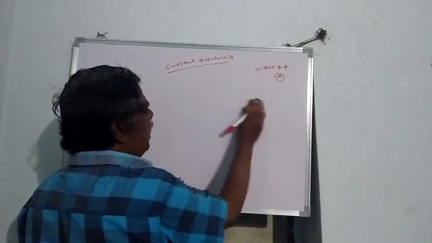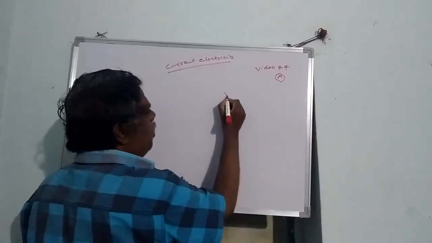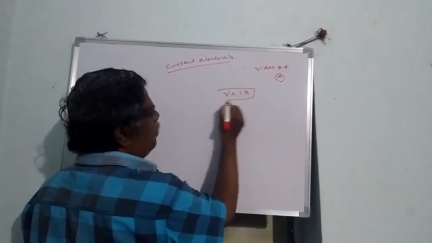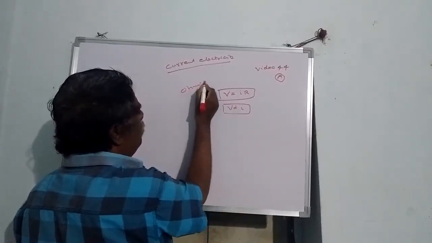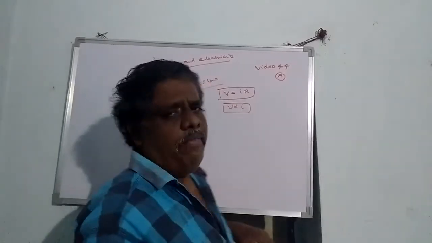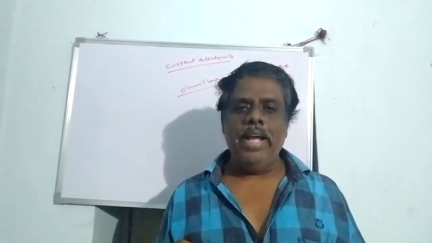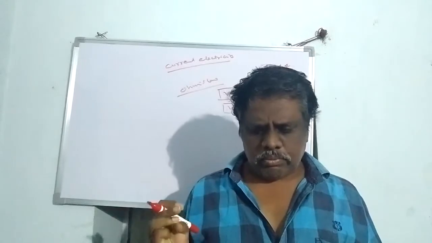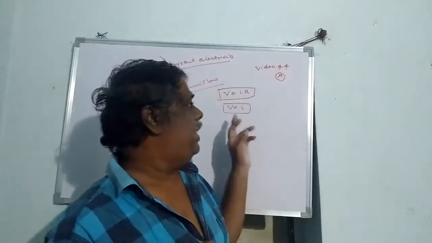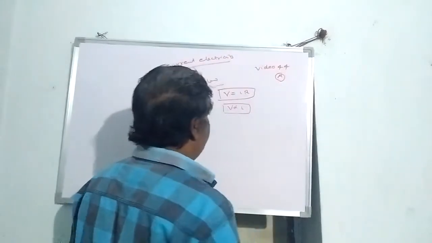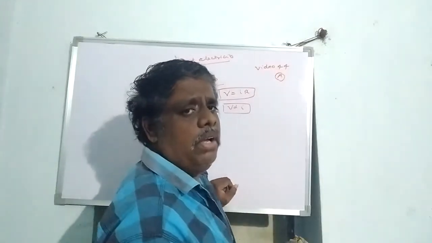From this, we can now derive the relation for the next topic, VIR. V is equal to IR, or V is directly proportional to I. This is from Ohm's law. How can you define Ohm's law and how can you experimentally verify it? Ohm's law says that at constant temperature, voltage and current are directly proportional. That means if current increases, voltage also increases, but the condition is that temperature should remain constant.